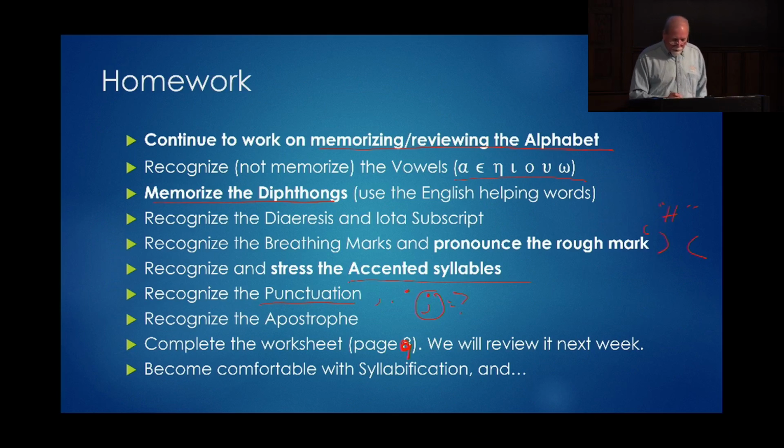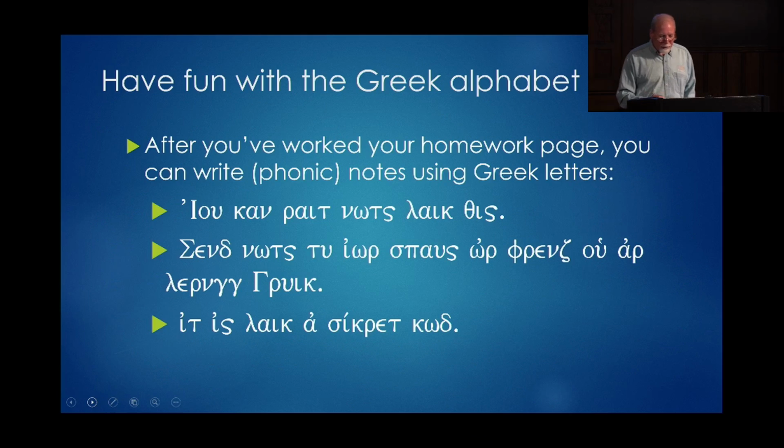So, we'll go over that in the next session. Get the answers, make sure the answers are correct. And then last thing is have fun with the Greek alphabet. After you've worked on your homework page, you can write the phonic notes, which is what the second and third section are all about. It's phonetically spelled.